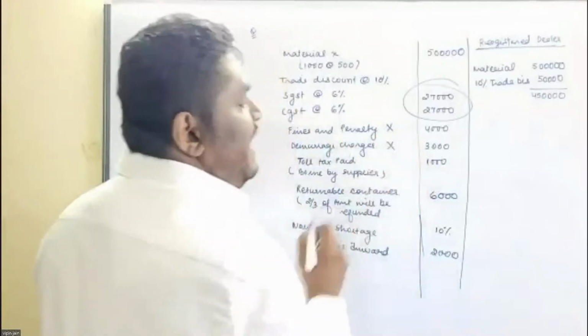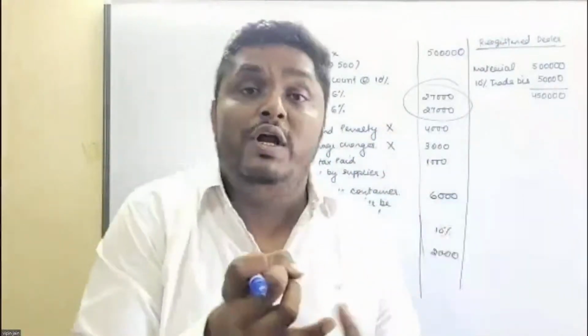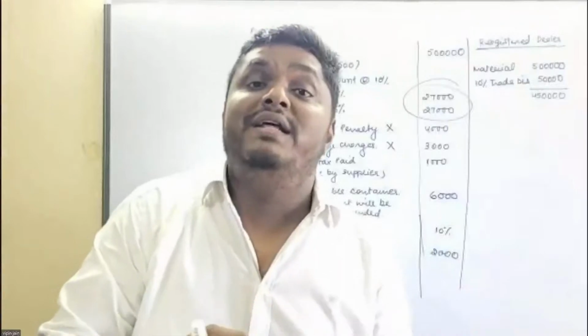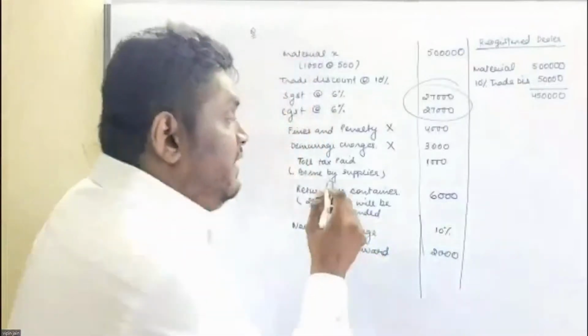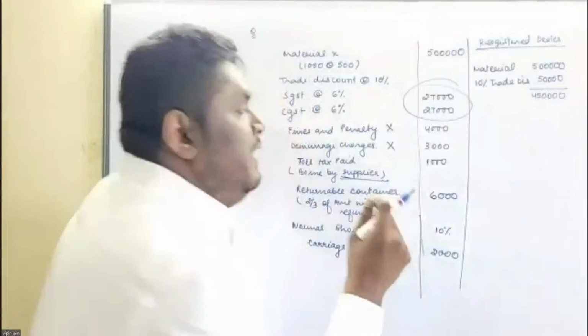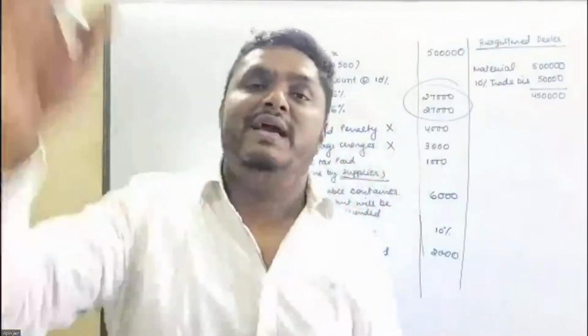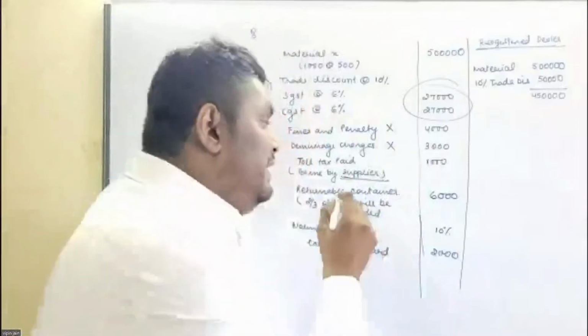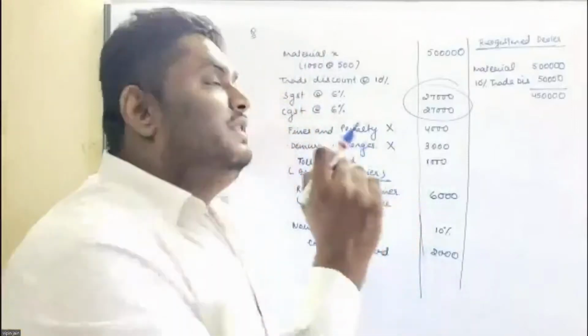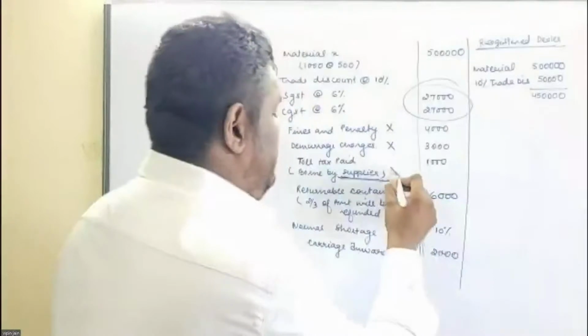Demurrage charges we have to ignore. Toll tax paid, but it is borne by the supplier. I have written here supplier. Many of you guys skipped this point. Toll tax paid is given, so just add it directly. No guys, it is borne by the supplier. Therefore, it is not to be added.